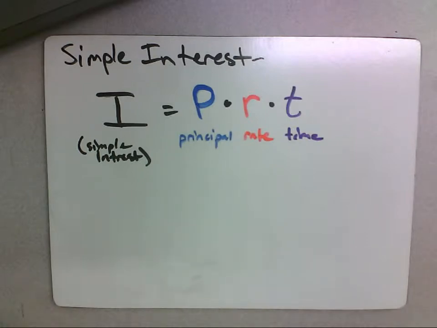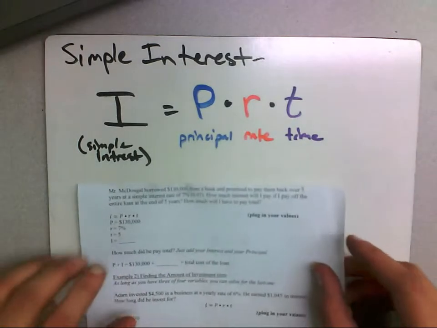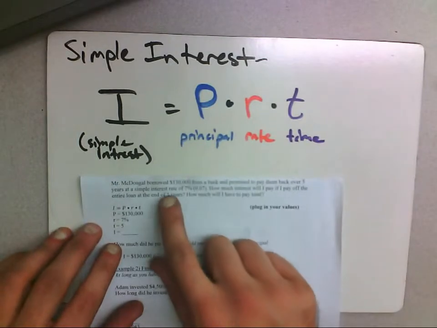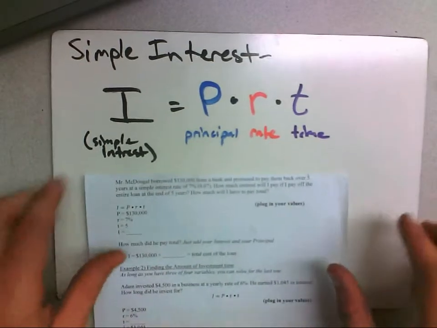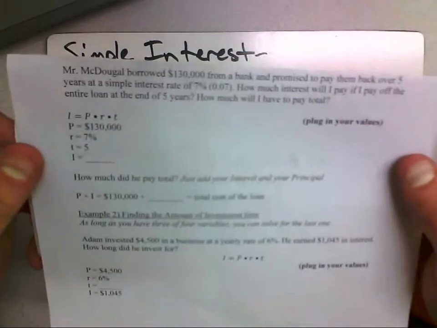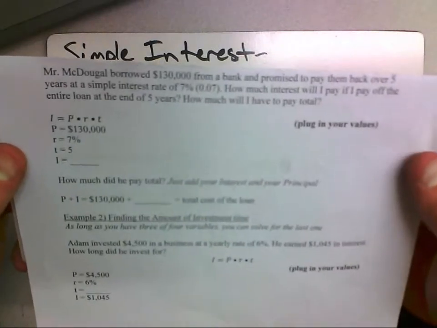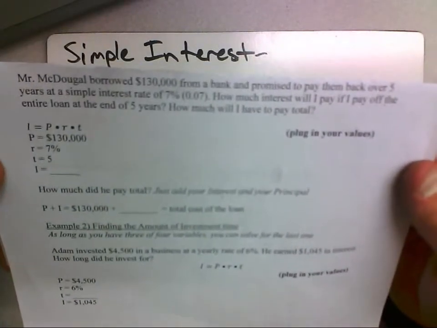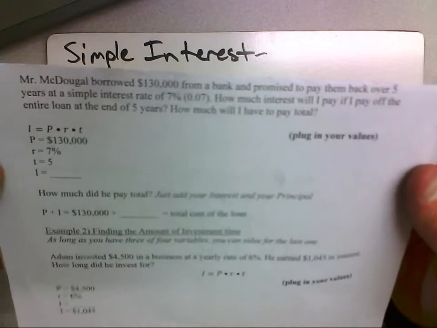Let's give you a hypothetical here. Mr. McDougall borrowed a certain amount of money from the bank. Don't worry, this isn't my actual loan. So let's say $130,000 from the bank. That's a high-end student loan. It's not what I'm really at.